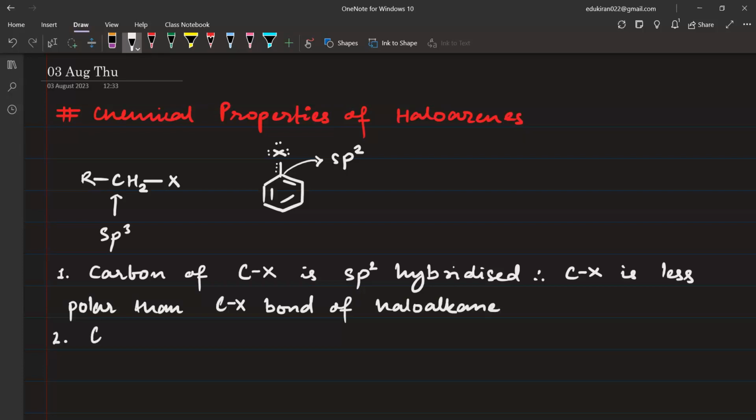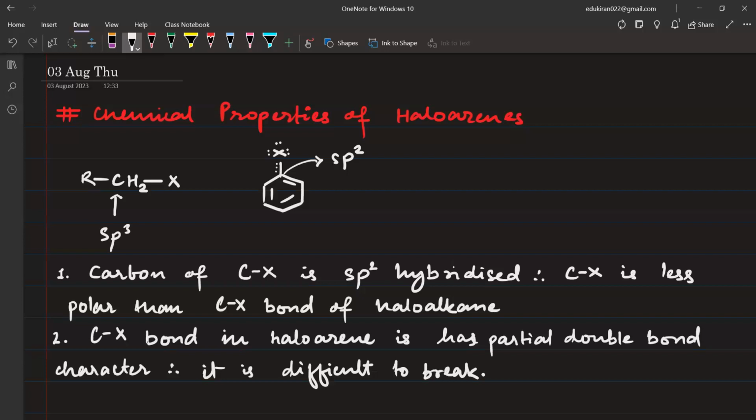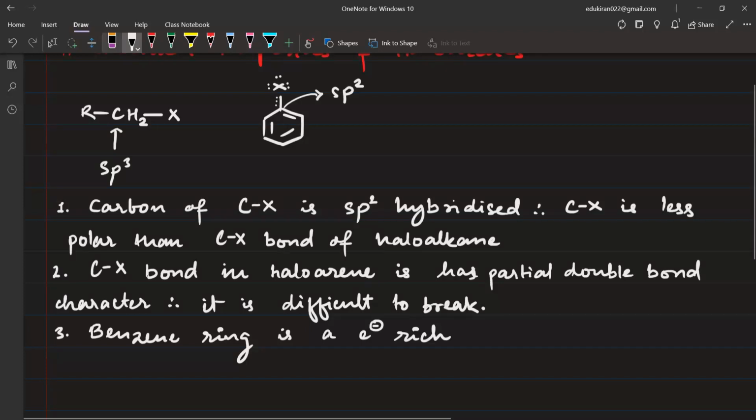The second important point is that the CX bond in haloarene has partial double bond character. Therefore, it is difficult to break. Next important point: the benzene ring. The benzene ring is electron rich.